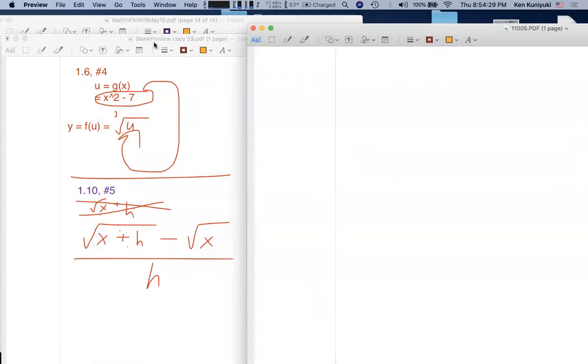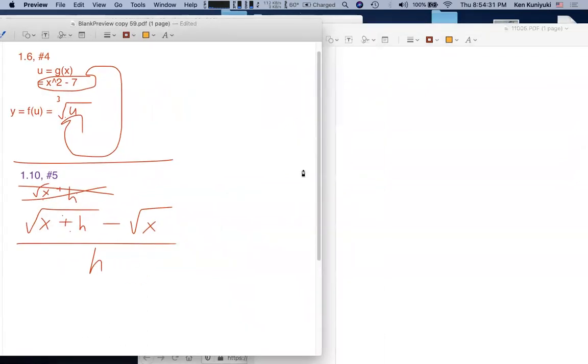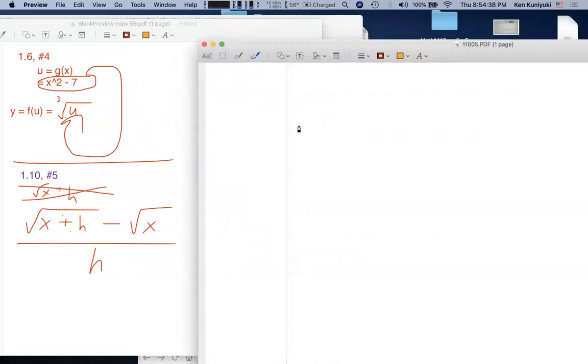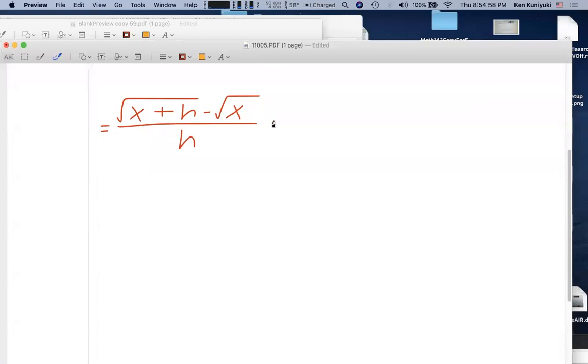All right, so then you take this and you're going to rationalize the numerator. How do you rationalize the numerator? You multiply top and bottom by what? Conjugate. Right, conjugate. Okay. For good measure, I'll put parentheses. Not necessary, but it's good to orient yourselves.